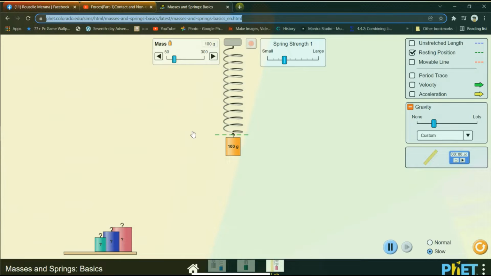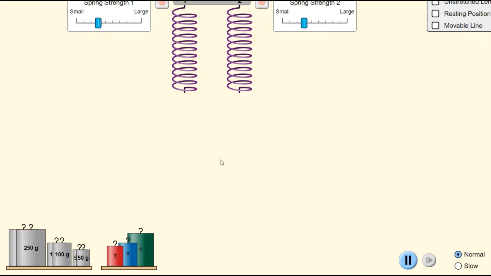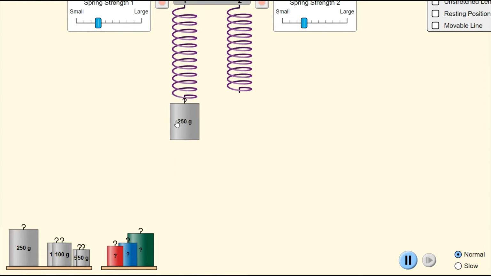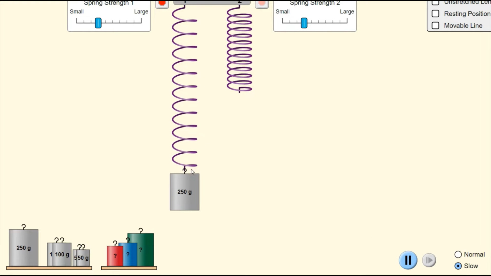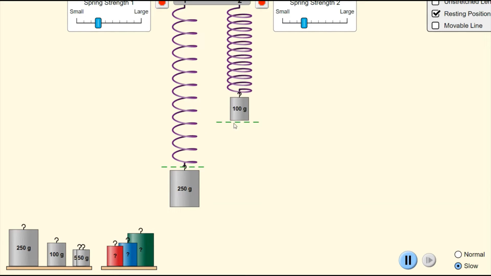Okay, so you can visit this website, phet.colorado.edu, Masses and Springs, so that you can play this online game. Here, Masses and Springs. You can see that there are two springs, and if you put 250 grams right here, it will just sit right there. The force of the 250 grams will stretch the spring all the way to this green line. Now let's put 100 grams here. Okay, so the 100 grams is somewhere here.